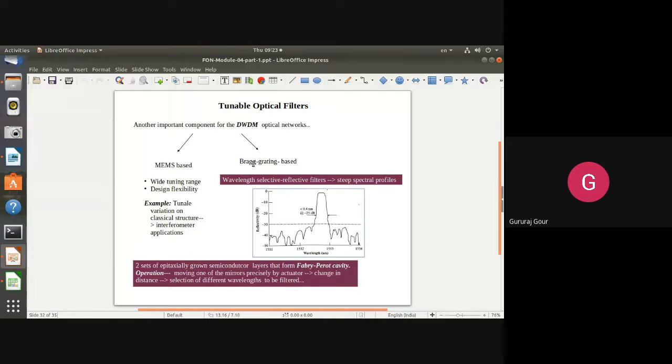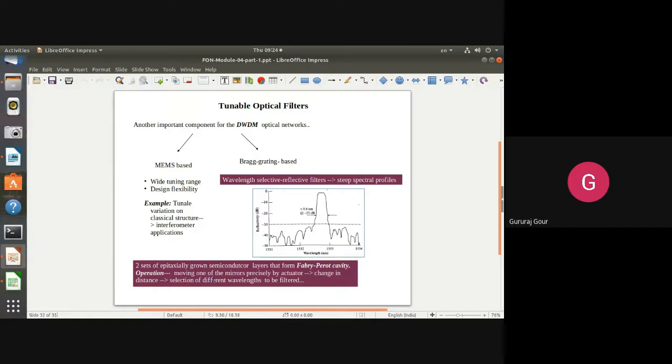That is with respect to the Bragg grating. We get this peak because it is going to choose only those wavelengths which resemble the Bragg wavelength. That comes as a peak beyond this threshold. These two sets of epitaxially grown semiconductor layers act like a Fabry-Perot cavity that we have seen.